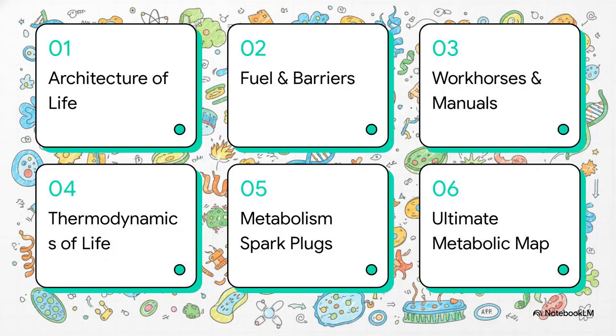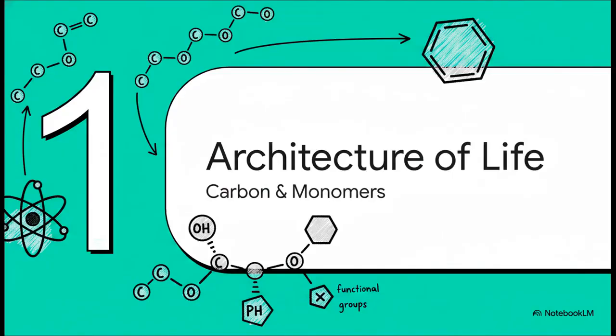Here is our roadmap for today. We're going to hit 6 key areas: the architecture of life, fuel, barriers and signals, workhorses and instruction manuals, the thermodynamics of life, the spark plugs of metabolism, and finally, we'll zoom out to the ultimate metabolic map. Let's get right to it. Starting off with Section 1, the architecture of life.